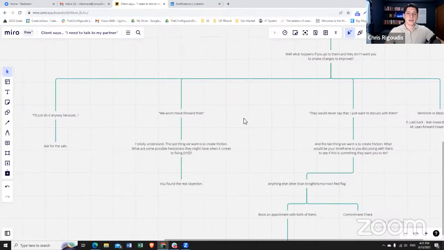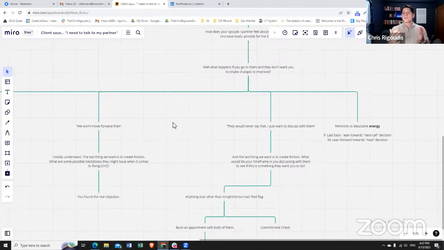Let's look at a different scenario. What if they say, I'm not going to move forward then? Like I asked them, what happens if you go to them and they don't want you to make the right changes so you can improve? And the person comes right back with, well, we won't move forward.